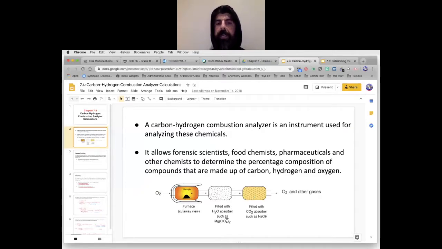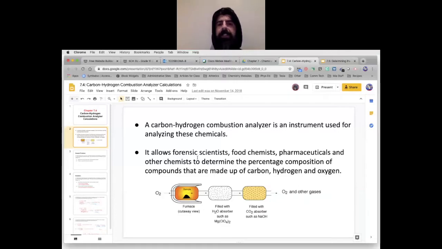So we use these analyzers. Don't worry about what's in these absorbers. The only thing that I want you to worry about is that these analyzers absorb carbon dioxide and water. One of the absorbers here is magnesium perchlorate. Who cares? The other one here, sodium hydroxide. Again, I don't really care. The only thing I care about is the fact that we are burning some unknown hydrocarbon, and when we burn it, we need oxygen. So we put oxygen in, burn it. We collect water, we collect carbon dioxide, and of course, there's going to be oxygen and a whole bunch of other gases that come out, but we are not absorbing those.